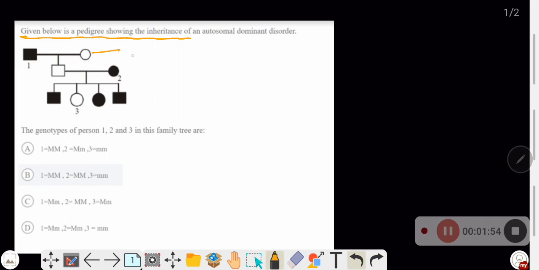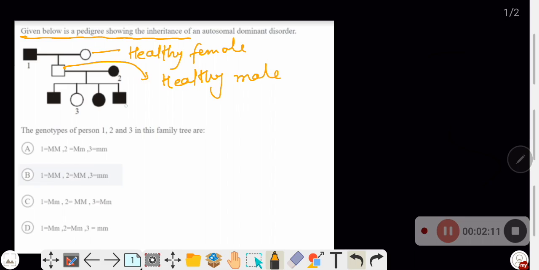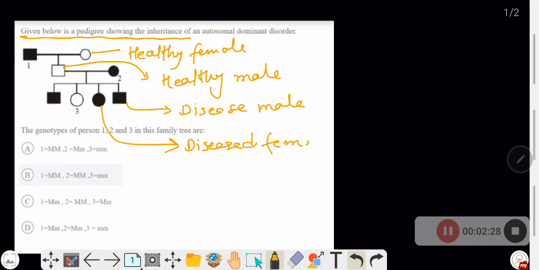So this one is a healthy female, this is a healthy female, and this one is a healthy male. And all these dark squares are the diseased males, and this dark circle is the diseased female. So this information we have to keep in mind first.